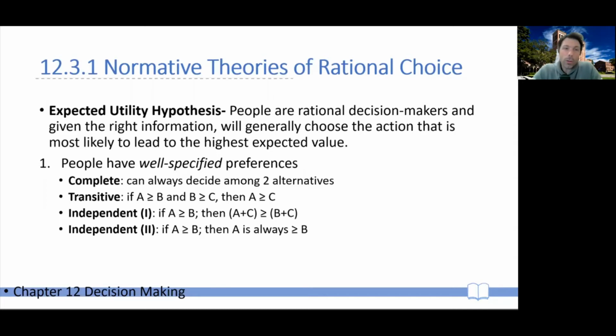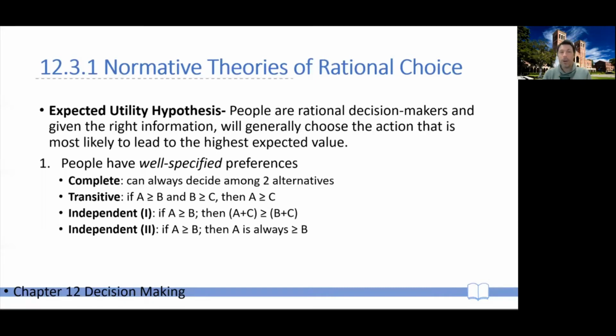Then your preference set also has to be independent, and has to be independent in two different ways. First, if you like option A better than option B, then you must also like option A plus $10 better than option B plus $10, right? So in other words, if you like option A better than option B, you must also like option A plus C better than option B plus C. The second way in which your preferences have to be independent is that if you like option A better than option B, then you always like option A better than option B. And I know this sounds odd to say, but a few slides from now, what I mean by this will become very clear. So for now, bear with me.